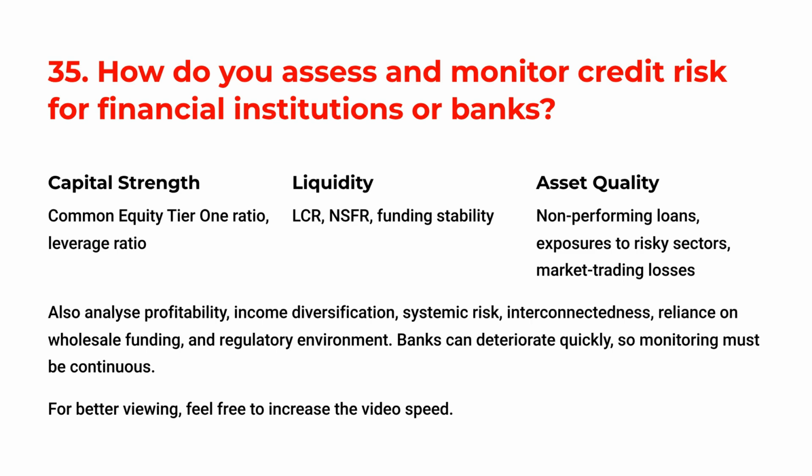How do you assess and monitor credit risk for financial institutions or banks? Start with capital strength, Common Equity Tier 1 ratio, leverage ratio. Evaluate liquidity, LCR, NSFR, funding stability. Review asset quality, non-performing loans, exposures to risky sectors, market trading losses. Analyze profitability and income diversification. Consider systemic risk, interconnectedness, reliance on wholesale funding, regulatory environment. Banks can deteriorate quickly, so monitoring must be continuous.